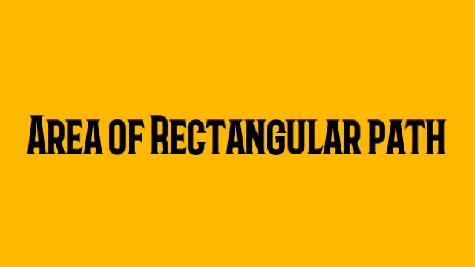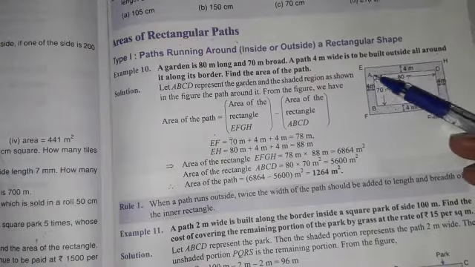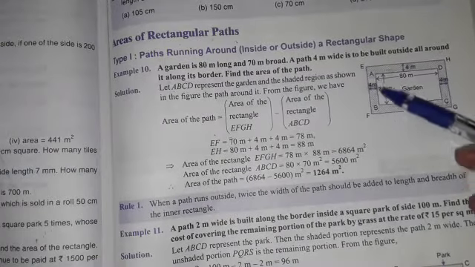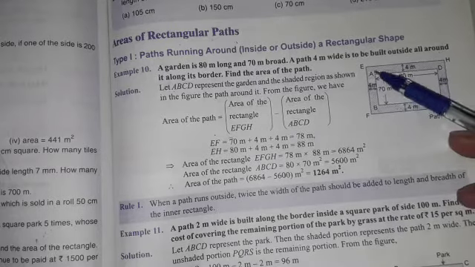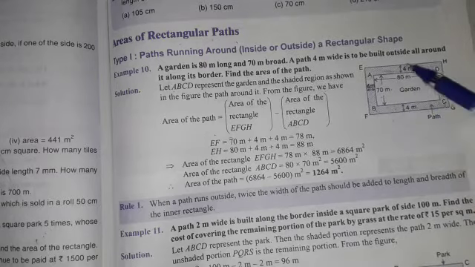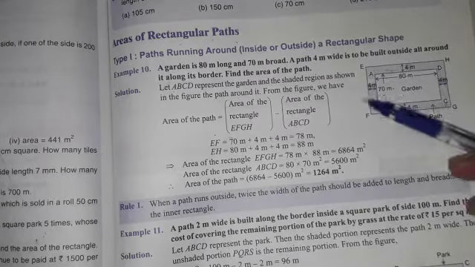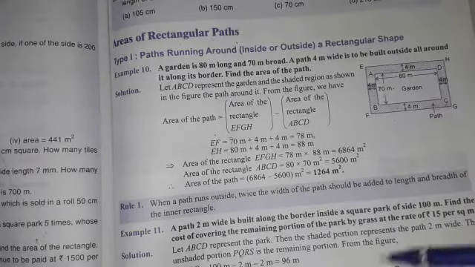Class, our today's new topic is area of rectangular paths. So you are all aware about path, class. Path means where you walk or run. Normally, if you have a rectangular shape, maybe a rectangular field, then you are running or walking around that field. So that is your path. How you calculate the area of that path, we will discuss in this topic.